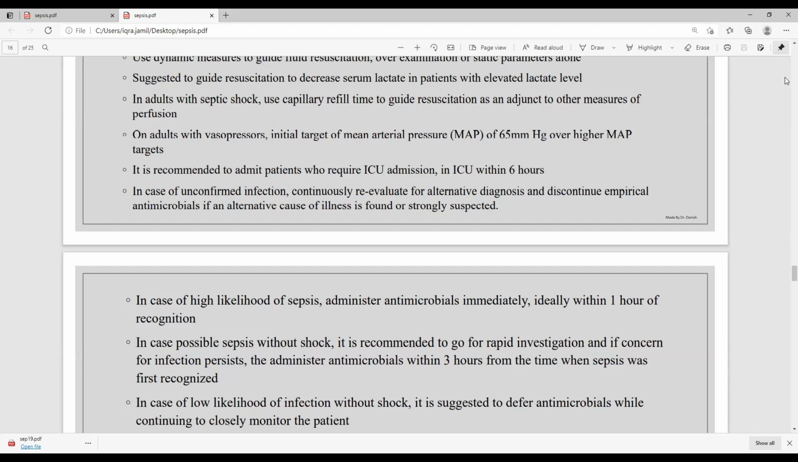Basically, there is one algorithm according to the article. When sepsis is definite or probable, the antibiotic should be started within 1 hour, either with shock or without shock. If the sepsis is possible, it is not confirmed. So if the sepsis is with shock, the antibiotic should be started within 1 hour, otherwise it will be started within 3 hours.